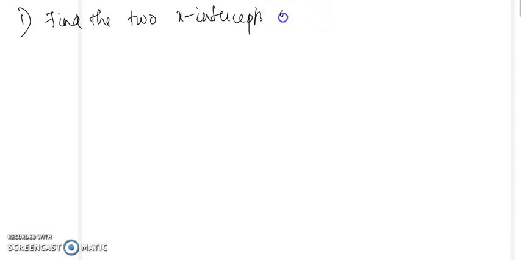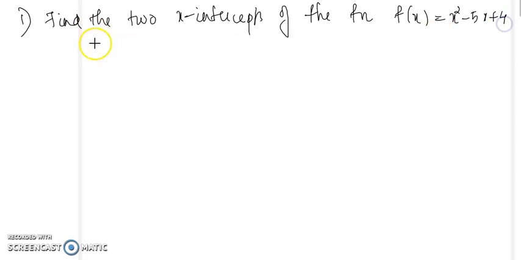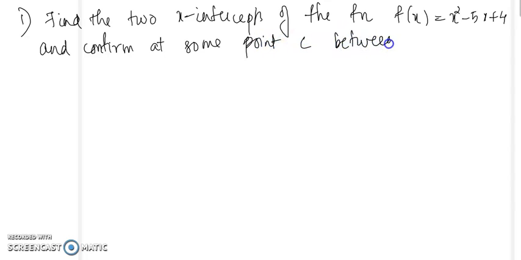So let us see a problem. Find the two x-intercepts of the function f of x equal to x square minus 5x plus 4 and confirm at some point c between those intercepts, f dash of c is equal to 0.